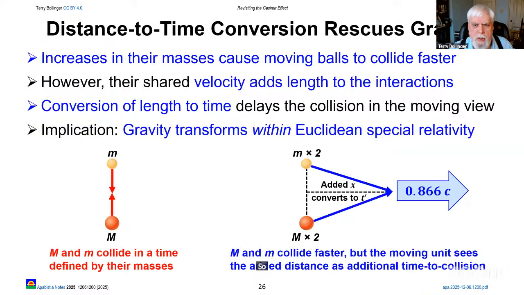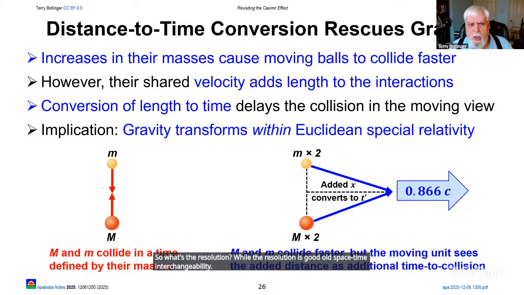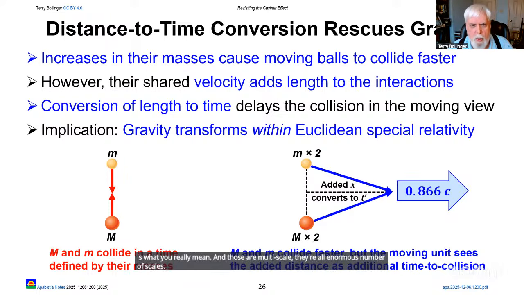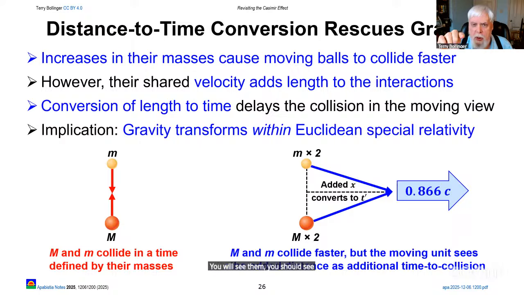So what's the resolution? Well, the resolution is good old space-time interchangeability, because even though the rest frame, the encompassing frame, I don't like to use the term rest frames. There's no, it's all just scale. When you're talking about rest frame, you're usually talking about the larger inertial frame from which you accelerated it, is what you really mean. And those are multi-scale, and there are an enormous number of scales. What you're really saying is that in the encompassing frame in which you observe those masses, you should see them, this is a prediction, you will see them pulling towards each other faster. But the cool thing is that at the same time, they're also moving very fast.